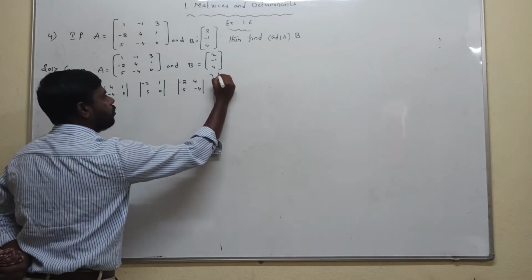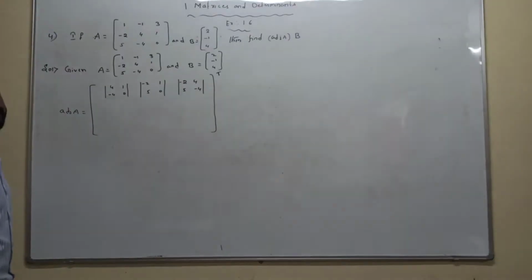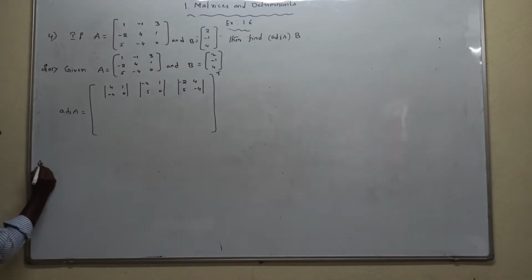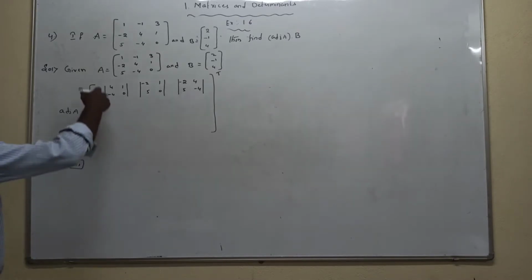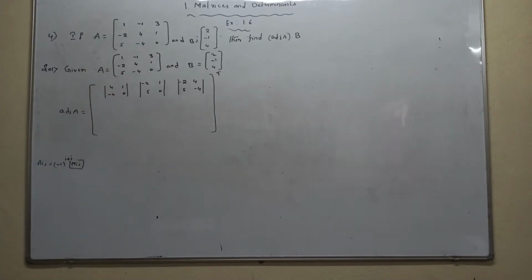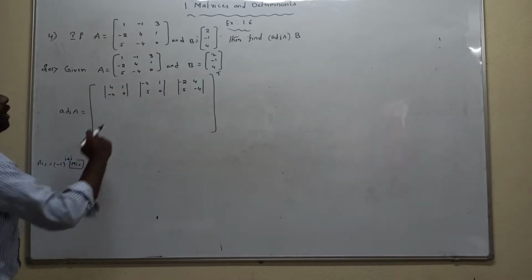The transpose of the matrix of A_ij, where A_ij is nothing but (-1) to the power of i plus j into M_ij. First we need to calculate M_ij. M_ij is nothing but what? Deleting the ith row and jth column, the remaining elements' determinant is called the minor. First we are writing the minor elements.